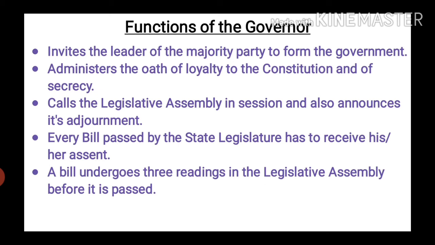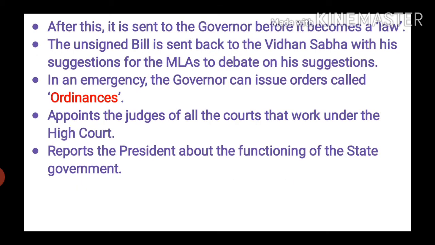A bill undergoes 3 readings in the Legislative Assembly before it is passed. After this, it is sent to the governor before it becomes a law. An unsigned bill is sent back to the Vidhan Sabha with his suggestions for the MLAs to debate on. In an emergency, the governor can issue orders called ordinances. Also, he appoints the judges of all the courts that work under the High Court. Also, he is responsible for reporting to the President regarding the functions of the state government.